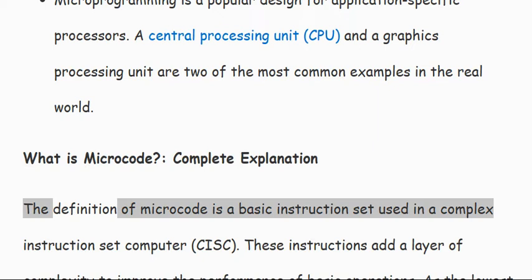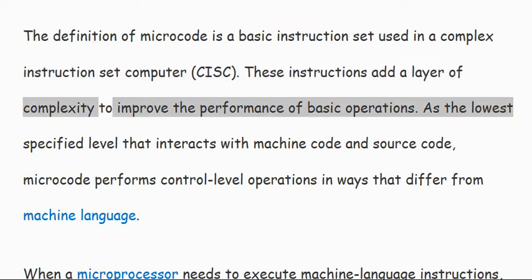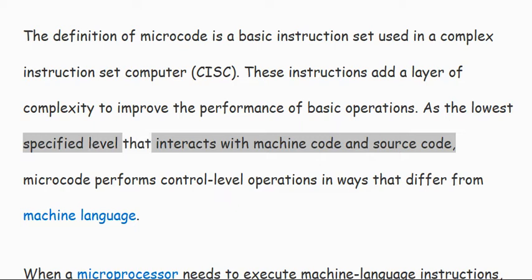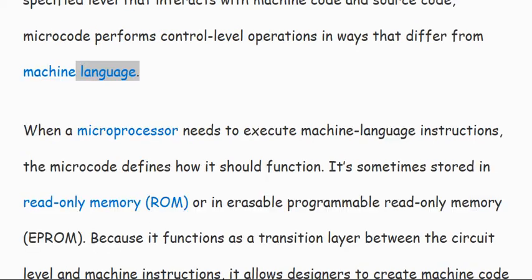The definition of microcode is a basic instruction set used in a complex instruction set computer (CISC). These instructions add a layer of complexity to improve the performance of basic operations. As the lowest specified level that interacts with machine code and source code, microcode performs control-level operations in ways that differ from machine language.